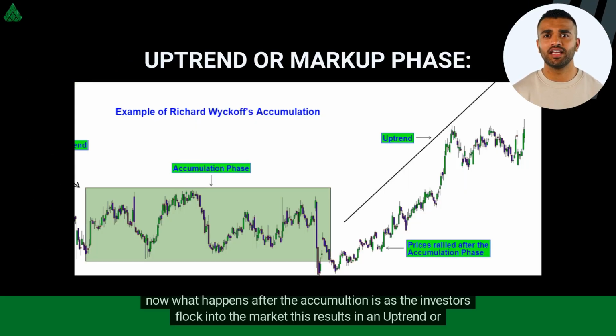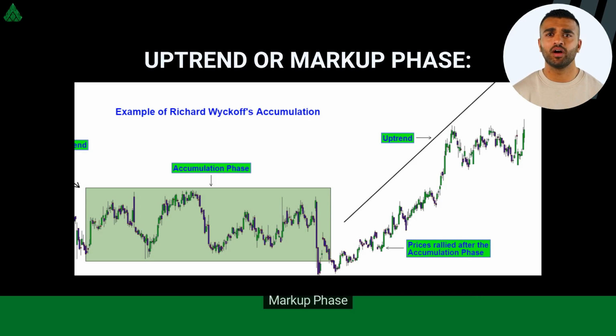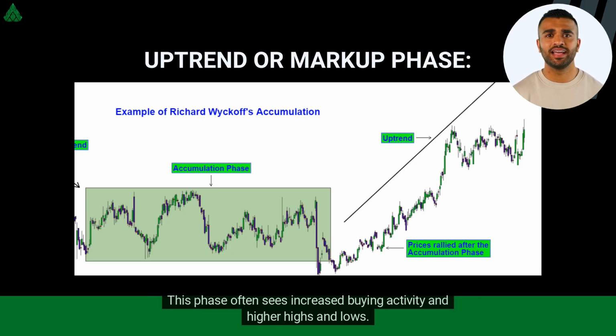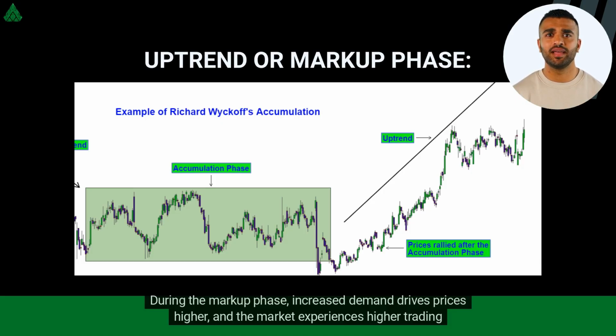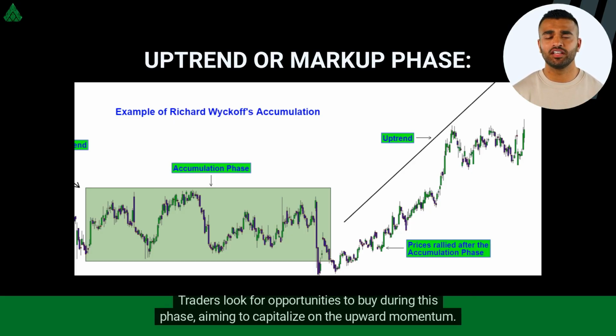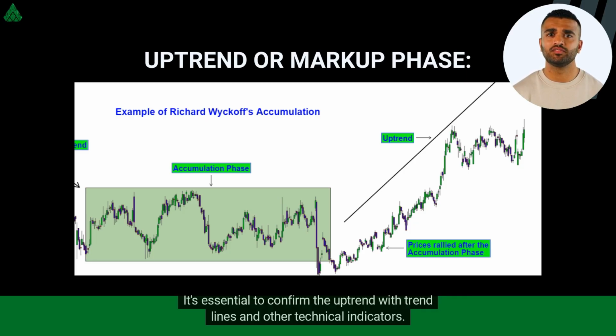Now, what happens after the accumulation is, as the investors flock into the market, this results in an uptrend or markup phase. Following accumulation, the market enters the markup phase, where prices begin to rise, leading to an uptrend. This phase often sees increased buying activity and higher highs and lows. During the markup phase, increased demand drives prices higher, and the market experiences higher trading volumes. Traders look for opportunities to buy during this phase, aiming to capitalize on the upward momentum. It's essential to confirm the uptrend with trend lines and other technical indicators.